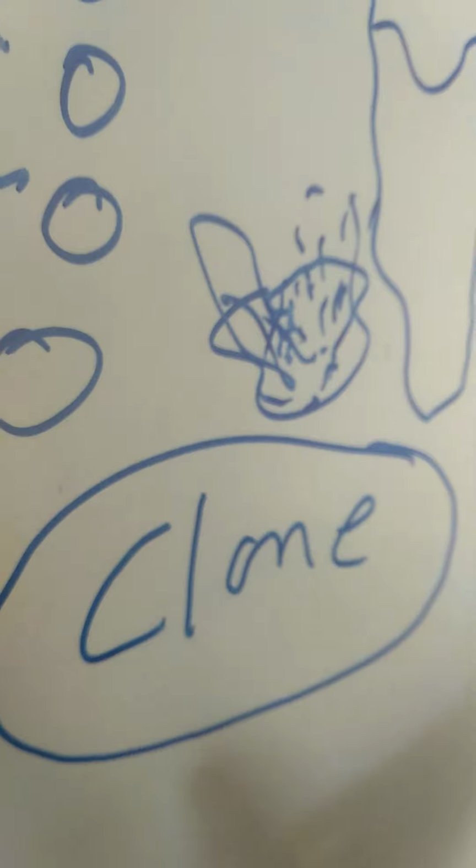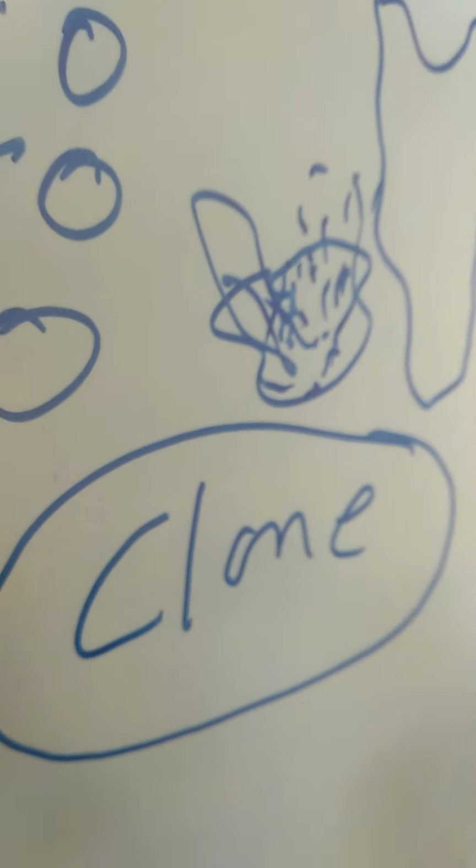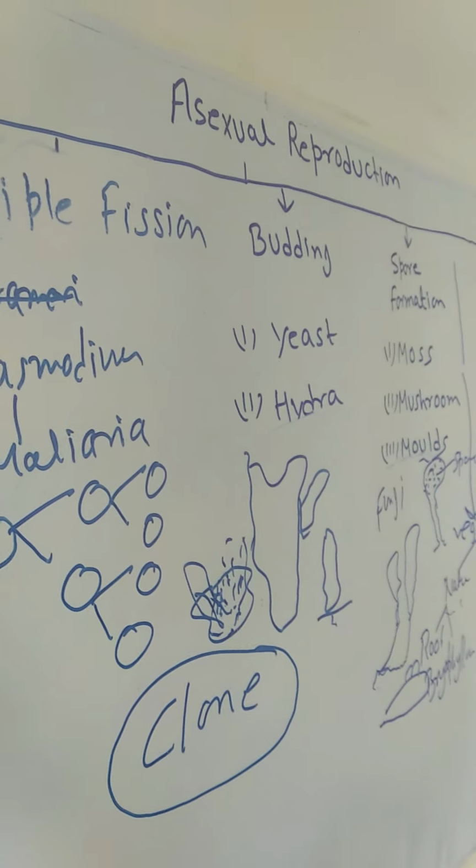Especially, all the offspring produced by asexual reproduction are called clones. Clones are similar organisms obtained from their parent. So this is the short notes and short video on asexual reproduction.